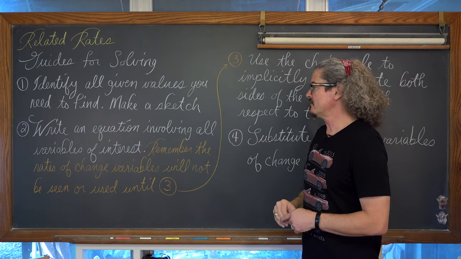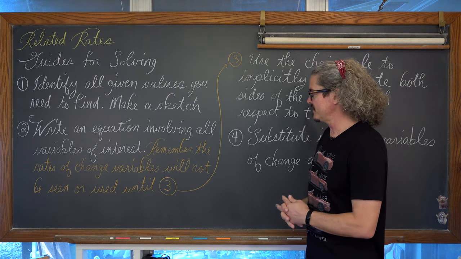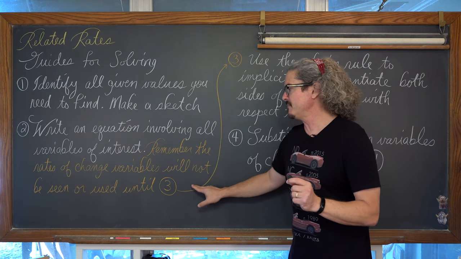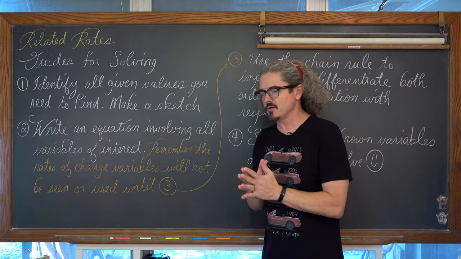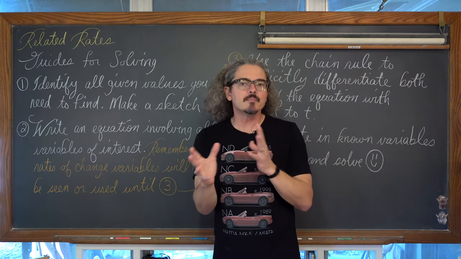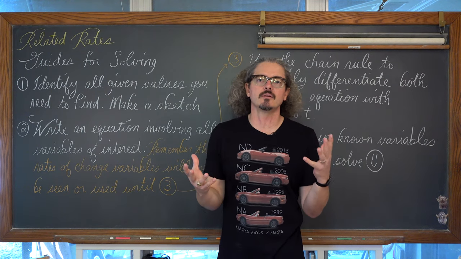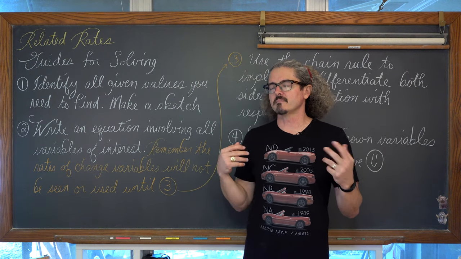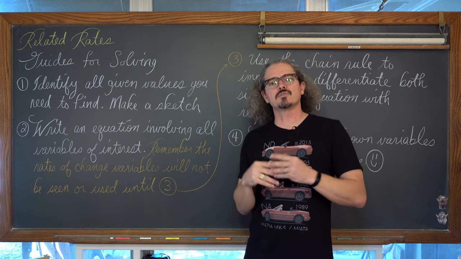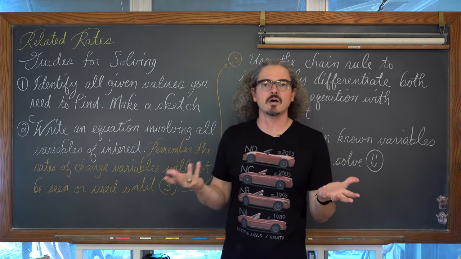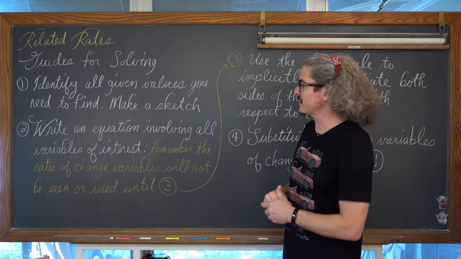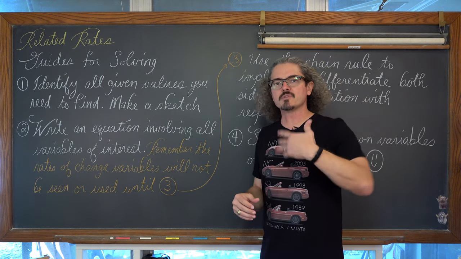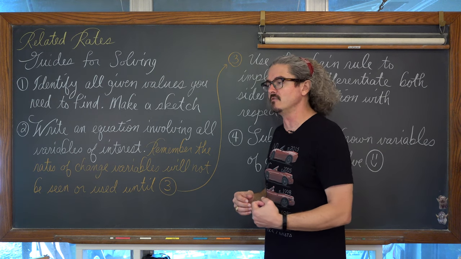We're going to write an equation involving all the variables of interest. And remember that rates of change variables will not be seen or used until step three. So think about the geometry that's going on. Are you looking at a right triangle and therefore maybe going to set up a Pythagorean theorem, or like a sine of theta is equal to opposite over adjacent type situation? Are you talking about the volume of a cone or sphere, where maybe you need to start with that kind of formula? Let the geometry, let the story tell you how to start the problem, and then of course pay attention to what the question is asking for.